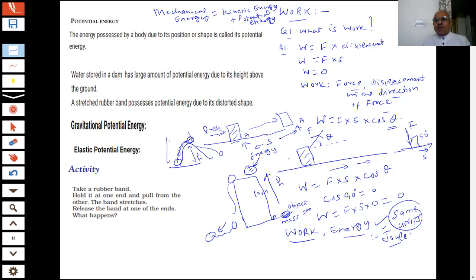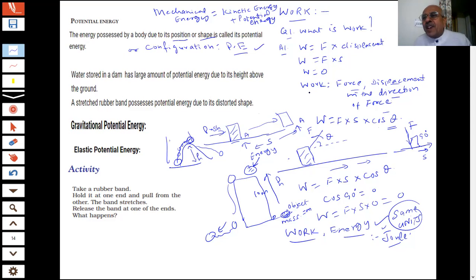So, students, I hope you are enjoying the session. And now today's topic is potential energy. You already have a catch of what I'm talking about. Kinetic energy was energy due to motion. Now I'm saying bodies can possess energy by virtue of their position, their shape, their configuration. The energy possessed by a body due to its position, shape, or configuration is called potential energy, students.